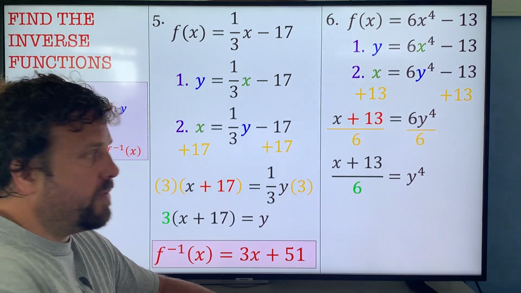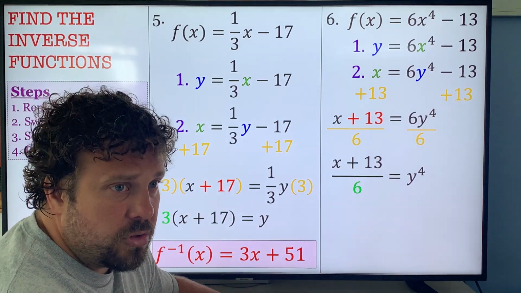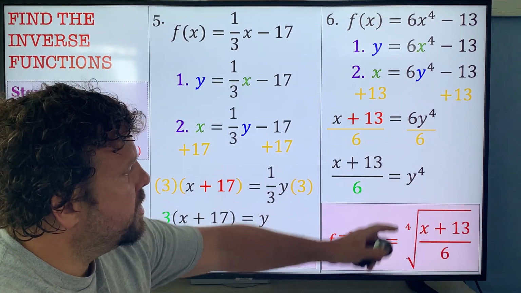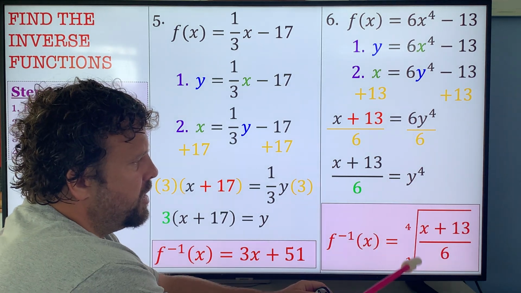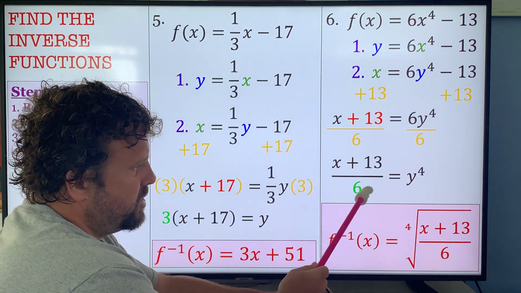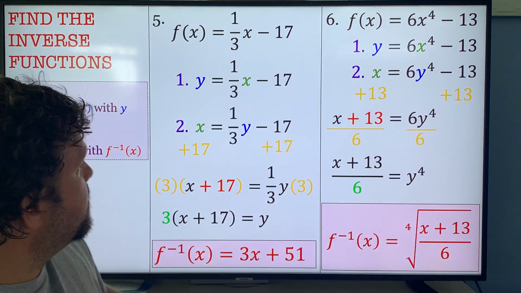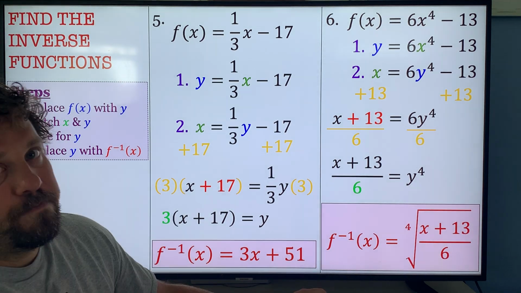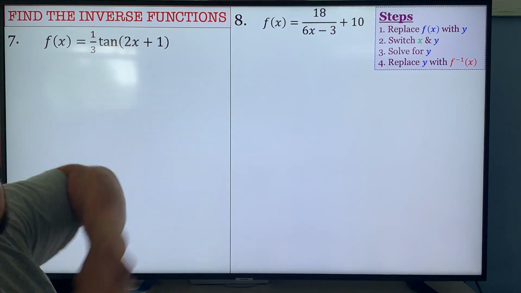Do you remember how to get rid of that y to the 4th? To get rid of an exponent, you do the radical of that exponent. So take the 4th root of both sides. So f negative 1 of x equals the 4th root of (x plus 13) divided by 6. Because the 4th root of y to the 4th is y, and then you just replace it back to this guy. All right, excellent.